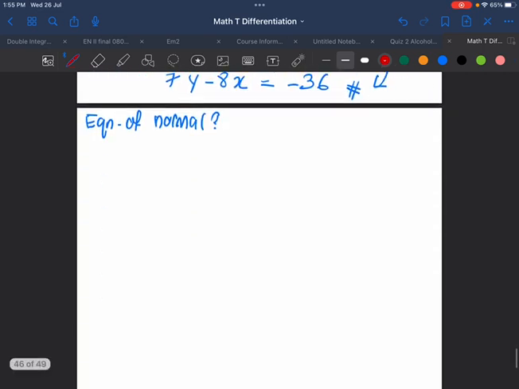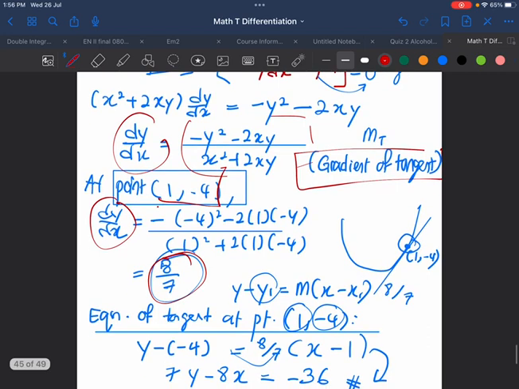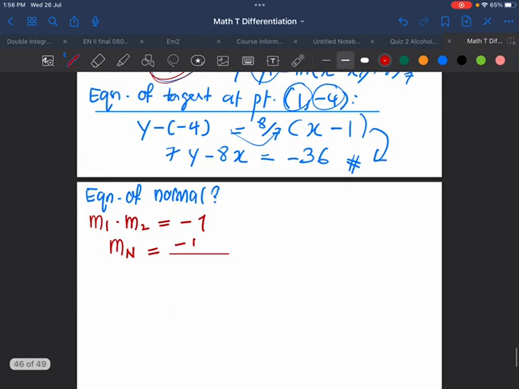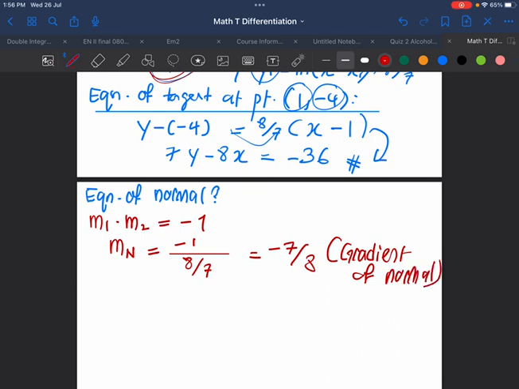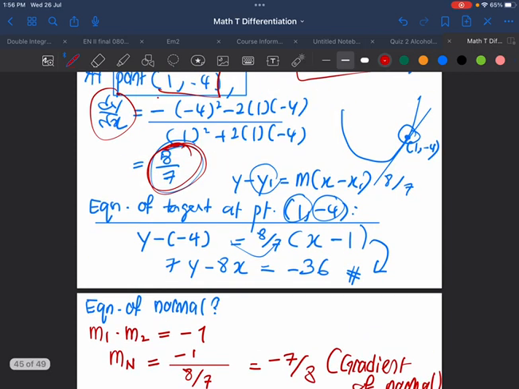the gradient of tangent and the gradient of normal are actually negative reciprocals of each other. So you know that m1 times m2 equals negative 1. So if you want to find the gradient of normal, you put the gradient of tangent into the reciprocal here, and you will get negative 7/8. Here is the gradient of normal. You just use negative 1 divided by the gradient of tangent, and you will get the gradient of normal.